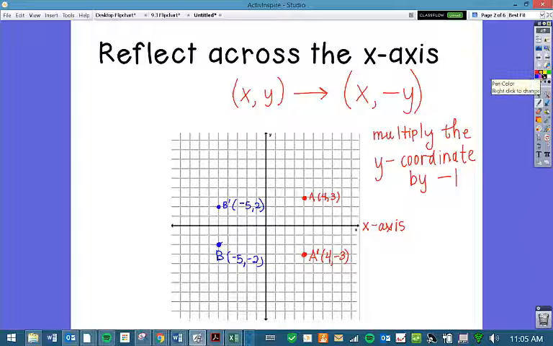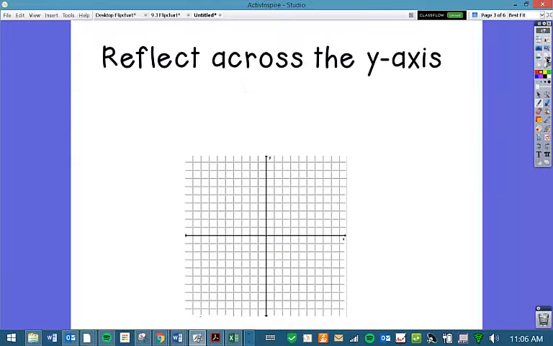Let's try another one. What if I had the point (1, 0), and I wanted you to reflect this point across the x-axis? So I'm going to multiply my y-coordinate by -1. What's 0 times -1? It's still 0. So if you're reflecting a point that is on the x-axis across the x-axis, it's not going to go anywhere, so it stays the same. Okay, so the big idea, if you're reflecting a point across the x-axis, you're going to multiply its y-coordinate by -1. You're going to change it from positive to negative or negative to positive.